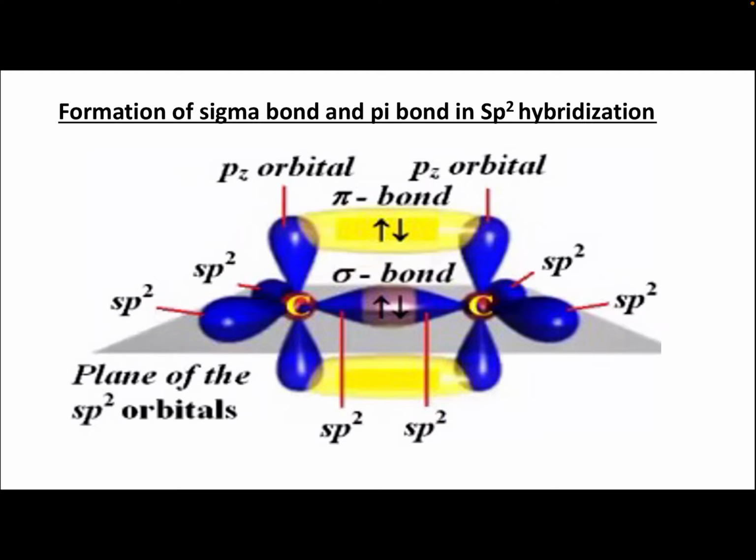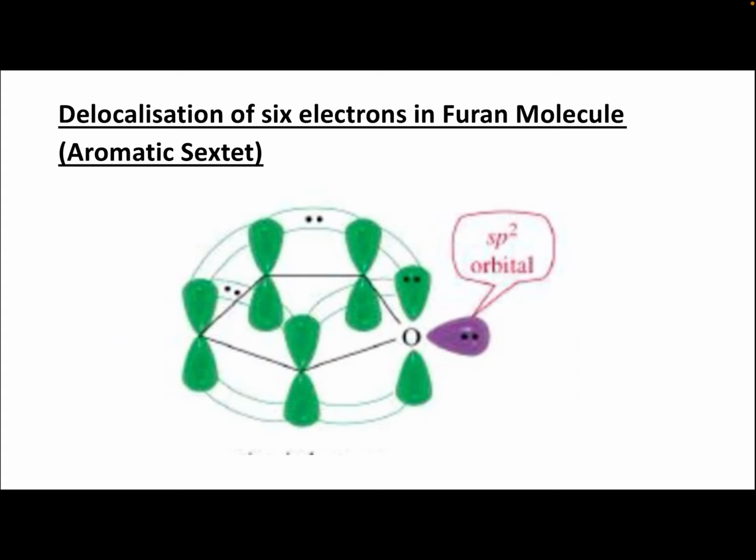And in yellow color, a pi bond is formed by 2pz overlap. So one pi bond and one sigma bond are formed, so a double bond is formed between carbon and carbon. This type of hybridization is there in the furan molecule.